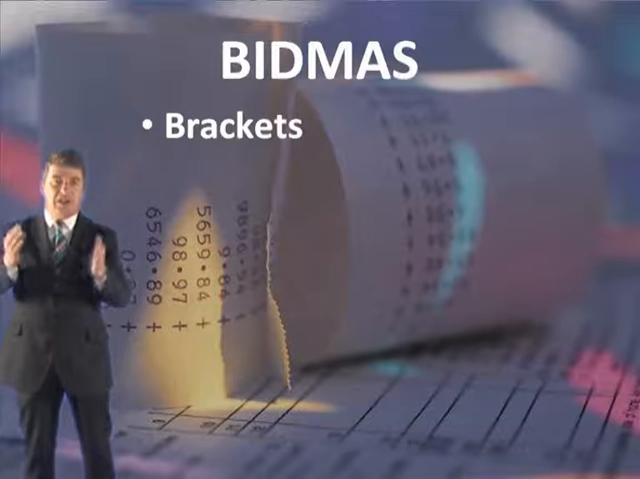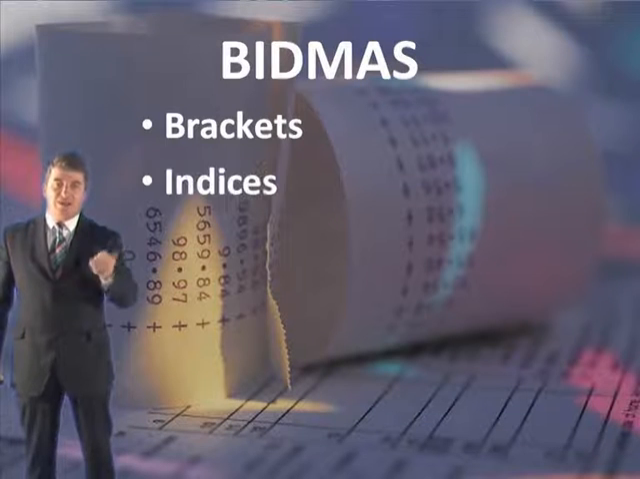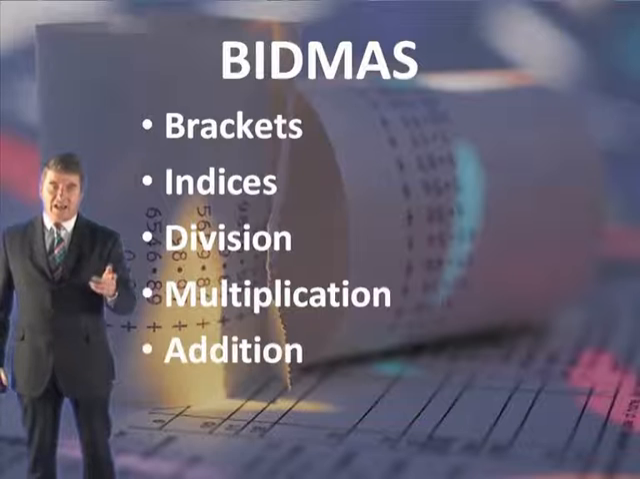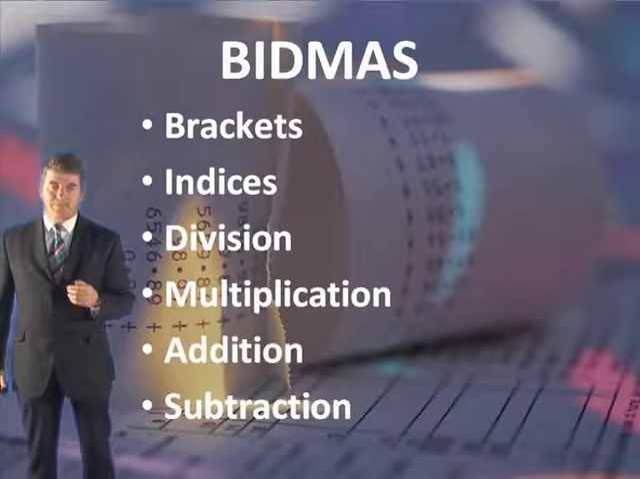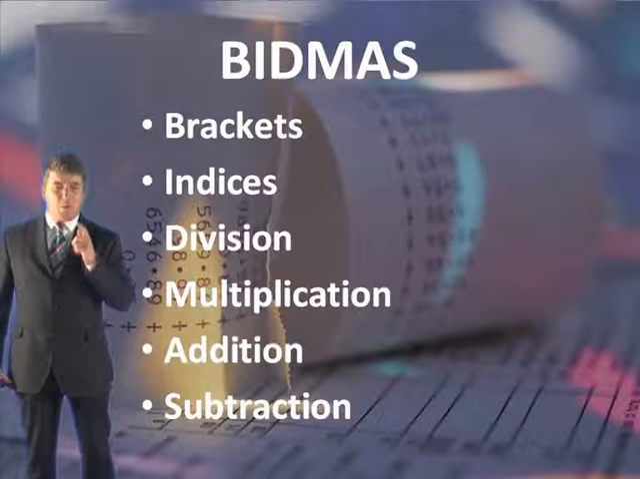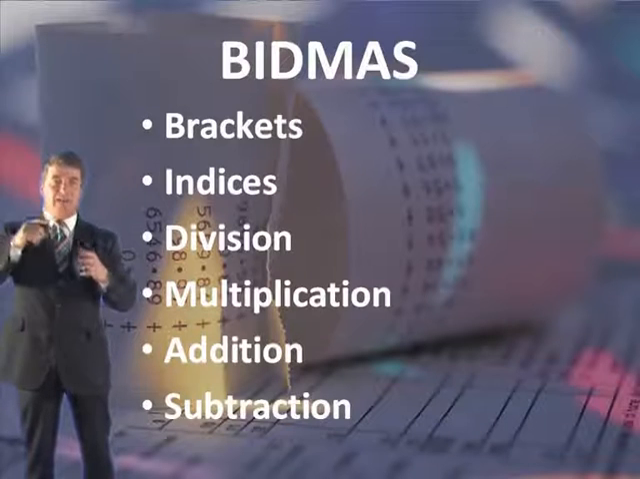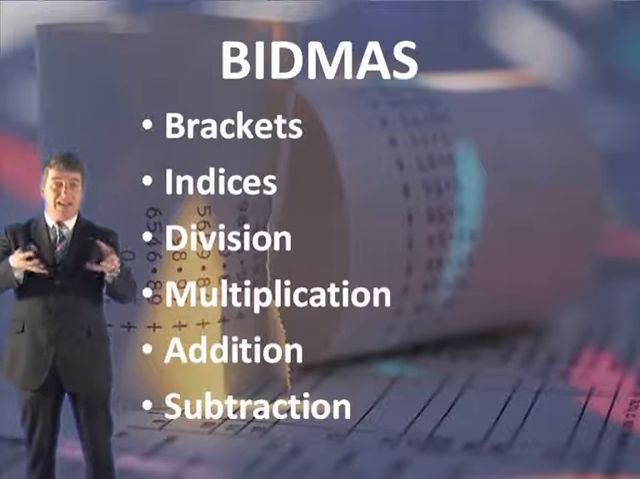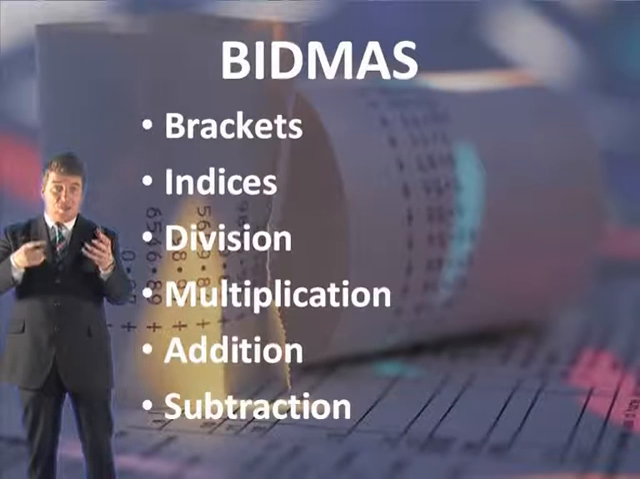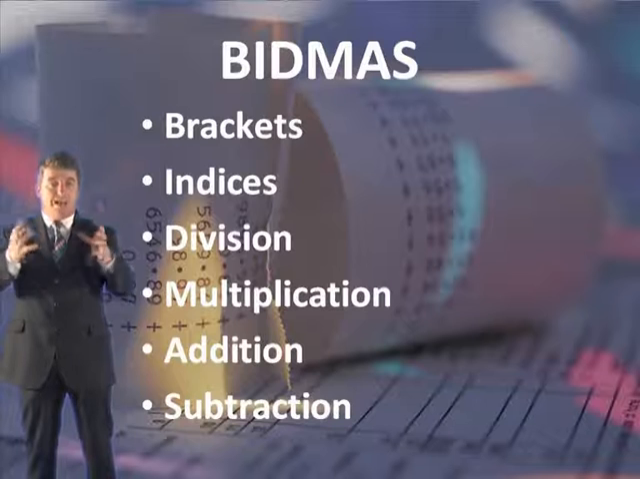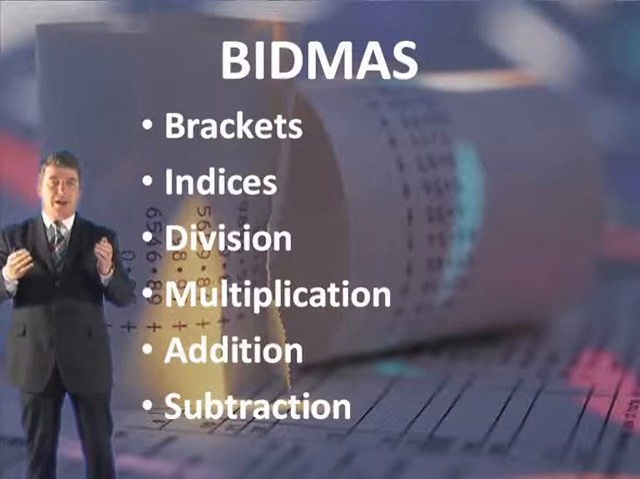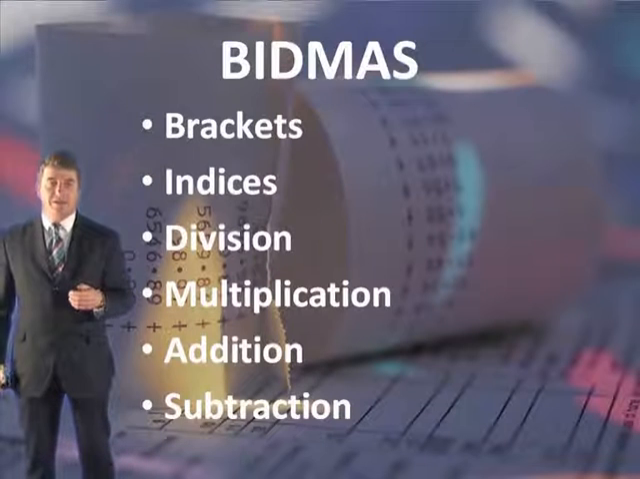So, BIDMAS, what is it again? You work out the calculation in the brackets first. Then you look at your indices. Then you look at your division and your multiplication. Finally, addition and subtraction. And it's important to note at this point that when you're carrying out the calculations inside the brackets, you use BIDMAS inside the brackets. So in the brackets you work out the indices, multiplication. Do you understand? You apply BIDMAS inside the brackets, and when you get to a point where you can lose the brackets, then you apply BIDMAS again.